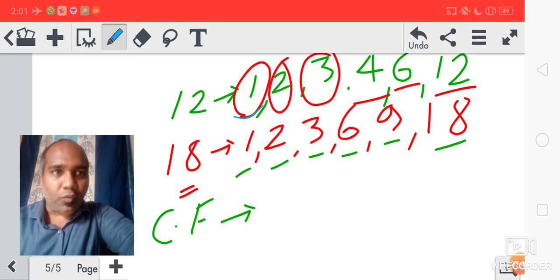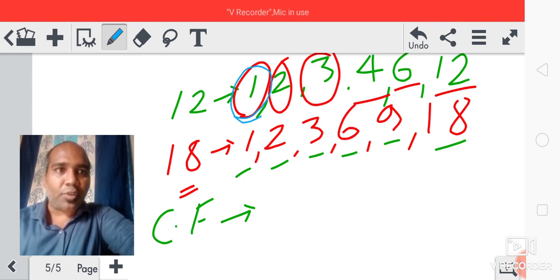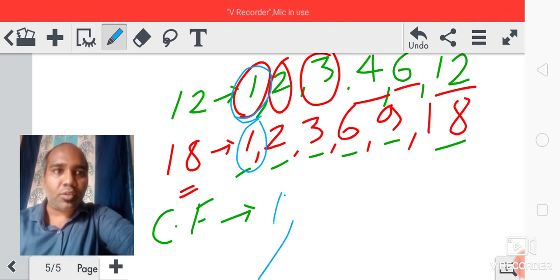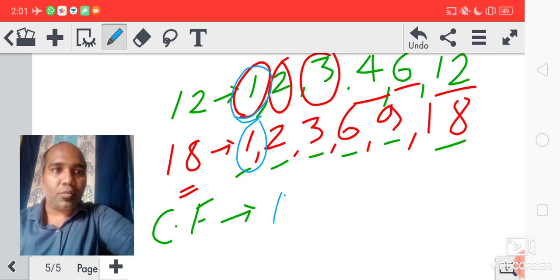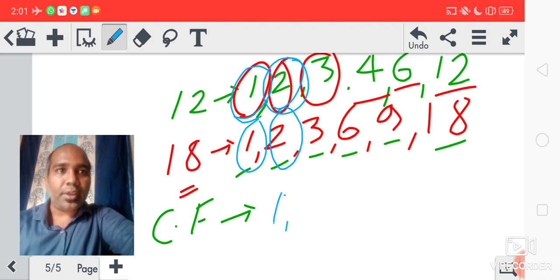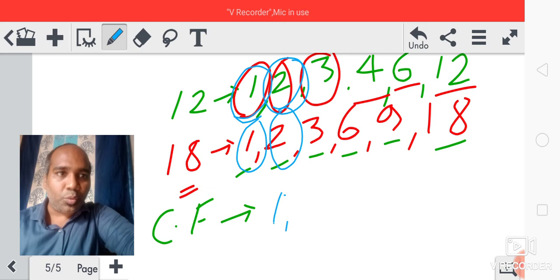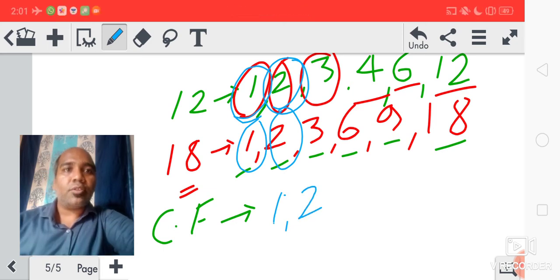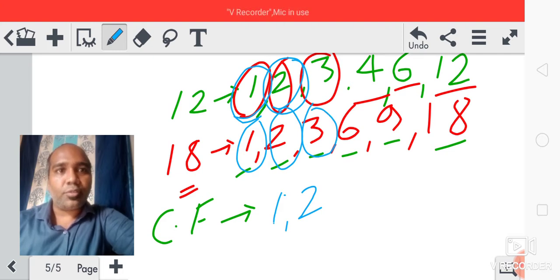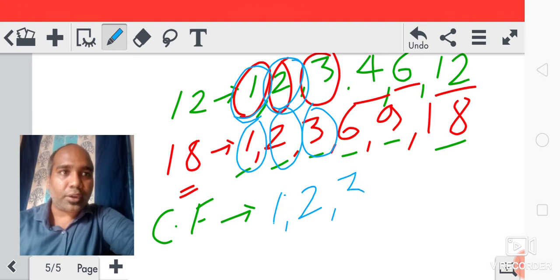So you can see here, 1 is a factor of 12 also, 1 is a factor of 18 also. So 1 is the common factor we are getting in both. Then 2 is a factor of 12 also, 2 is a factor of 18 also. So 2 is a common factor of 12 and 18. Then 3 is a factor of 18 also, 3 is a factor of 12 also. So 3 is also a common factor.